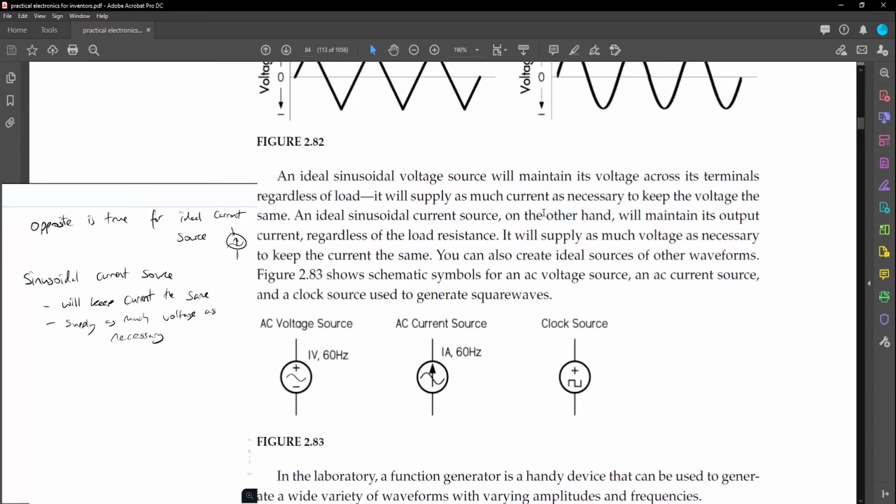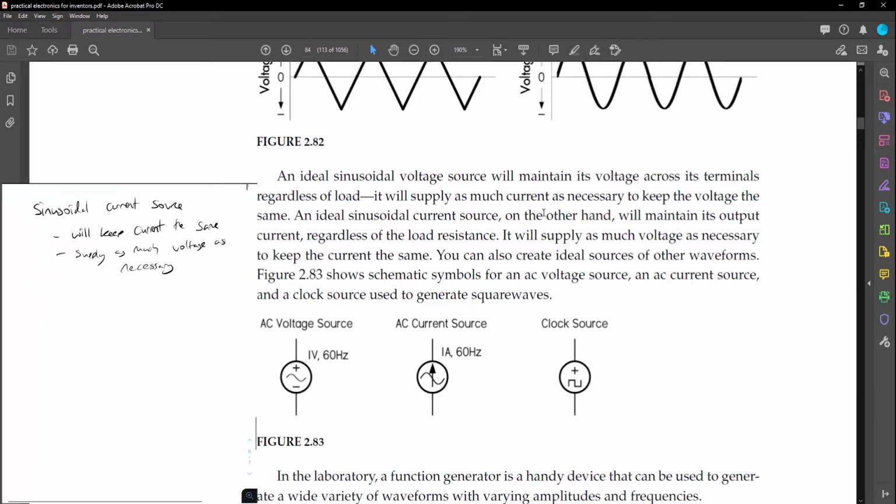You can also create ideal sources of other waveforms. Don't know what you mean there. You mean square? Figure 2.83 shows schematic symbols for an AC voltage source, an AC current source, and a clock source used to generate square waves. Okay. So this is a clock source.